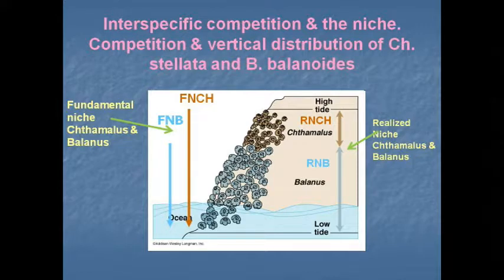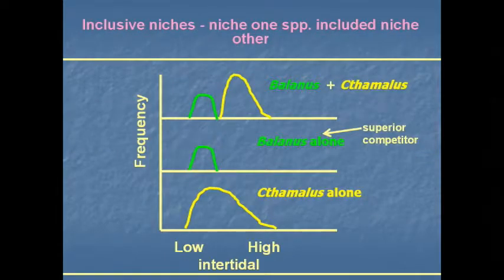The barnacle Thamylus has a broad fundamental niche, but is pushed out of the favorable lower habitat by the superior competitor Balanus. This graph shows the type of niche relationship just described, one called inclusive niches, where the niche of Balanus is completely enclosed by the niche of Thamylus, but because it's the superior competitor, it can push Thamylus out.